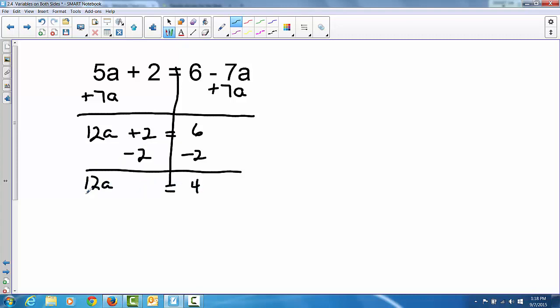Now we need to get rid of the 12. The 12 is multiplying, so the opposite of multiplying is dividing by 12. Draw a line, extend our line on down. That leaves us with a equals 4/12. Both of them are divisible by 4, so that leaves us with 1/3. Did you get that? I hope you did.